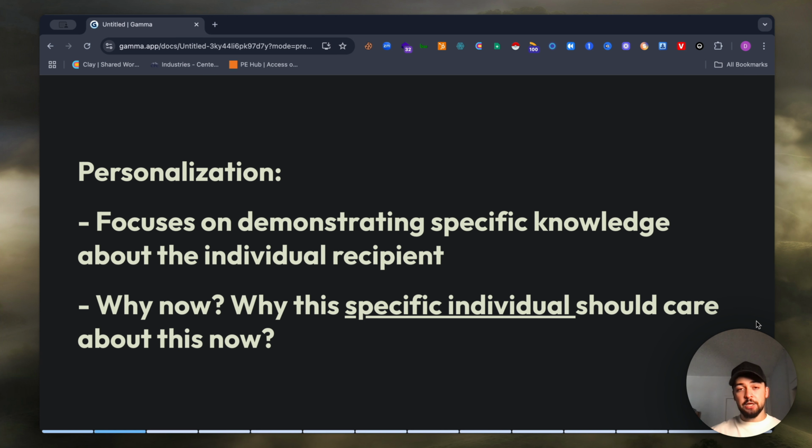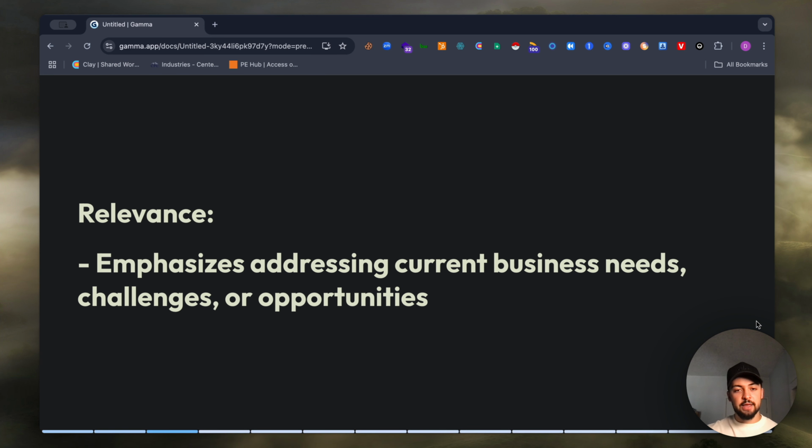At its core, if you can nail personalization, that's what it's about. It's why now, why that person has to care about this right now. So the better you can do this, the more relatable you come across. The less you do this, the more it comes across as a flashy gimmick where you're trying to grab someone's attention, right?